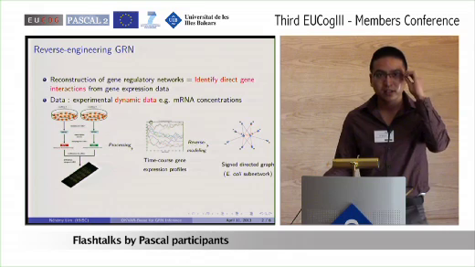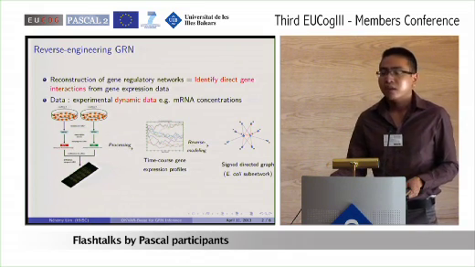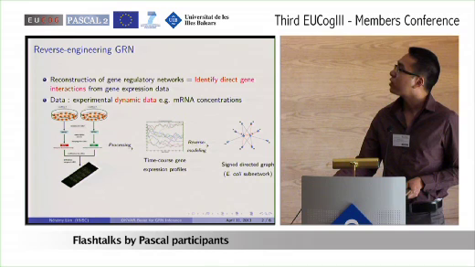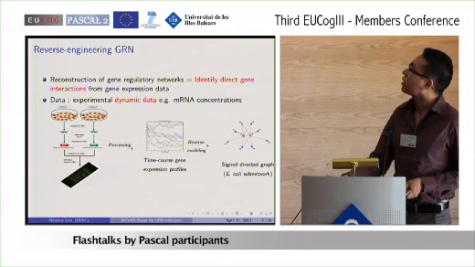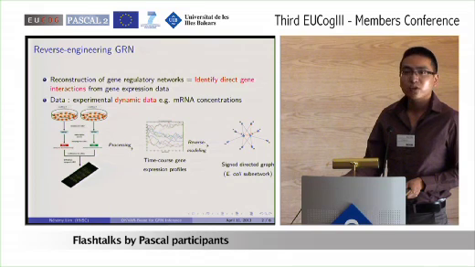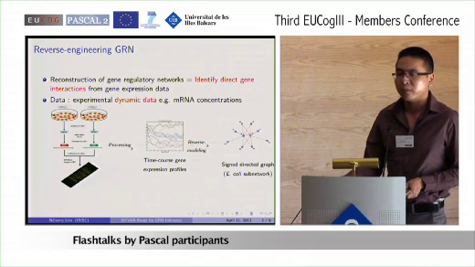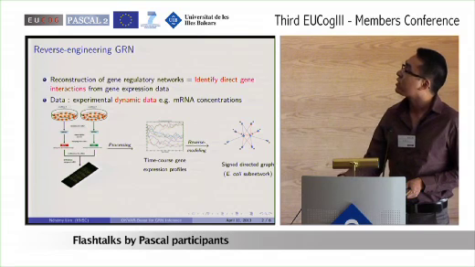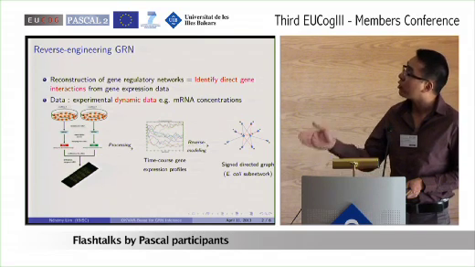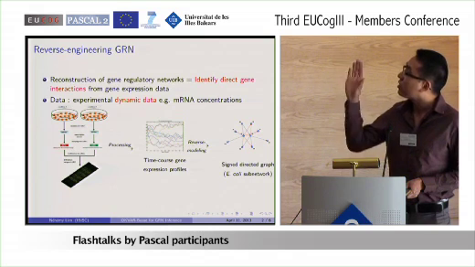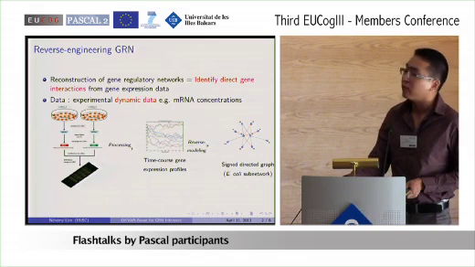So we are interested in the inference of regulatory networks, and especially gene regulatory networks. This is a network that you can see on the right side. We start from gene expression data that you can obtain from DNA microarrays. And so you have this multivariate time series that measures the expression of each gene at different time points. And from this data, we want to retrieve the network.